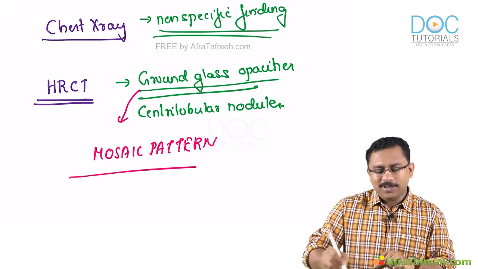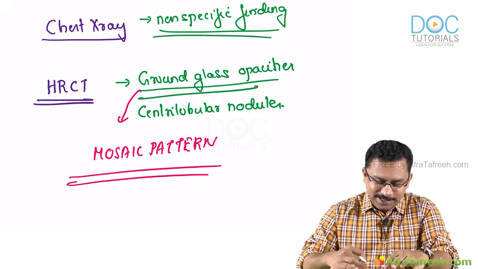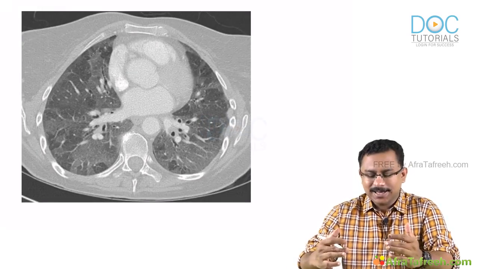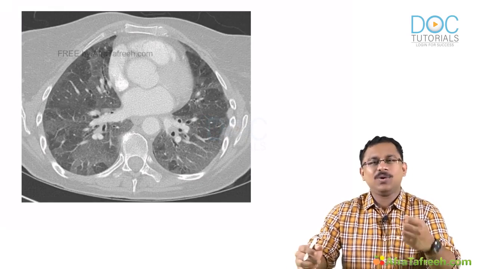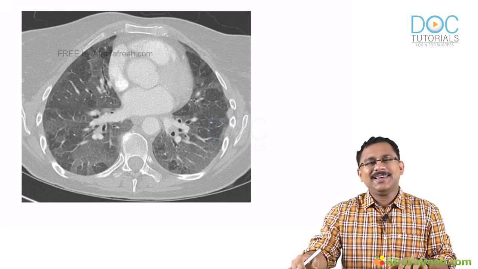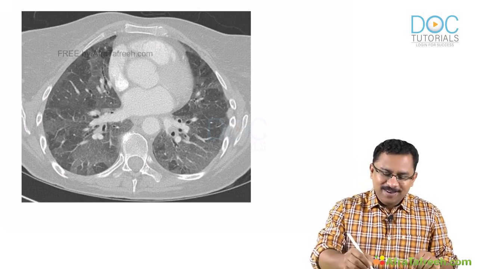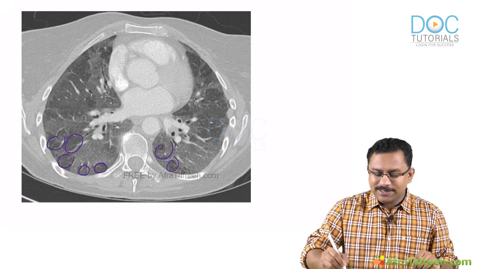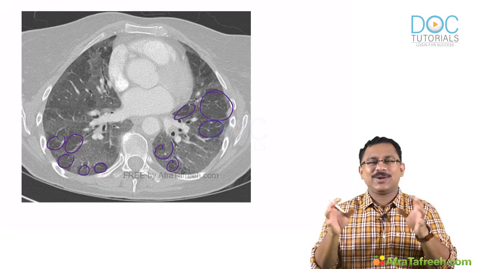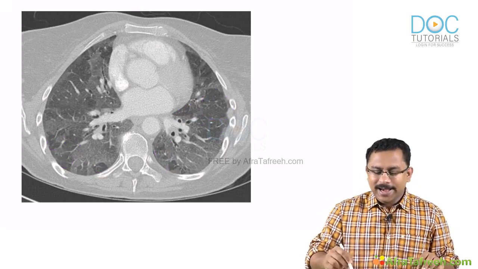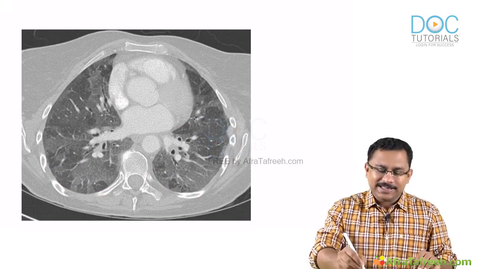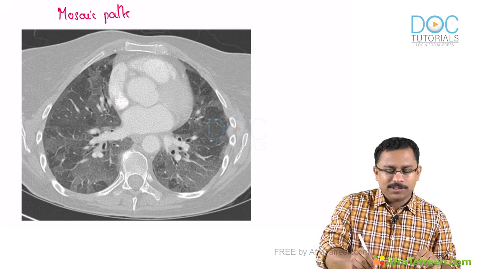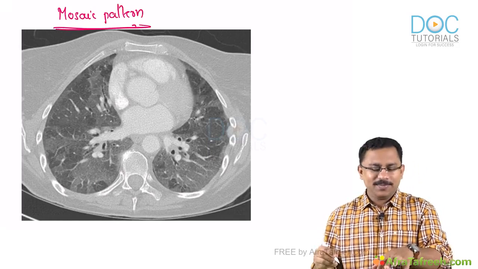I'll tell you what this mosaic pattern is. I'll just show you a CT picture that is shown in Harrison itself. As you can see on your screen, this CT thorax is showing the ground glassing, so it looks a bit hazy. But you can also see that in between the ground glass opacities you have regions which are relatively spared, and this sort of sparing creates an appearance that is called your mosaic pattern. All right, that is clear.